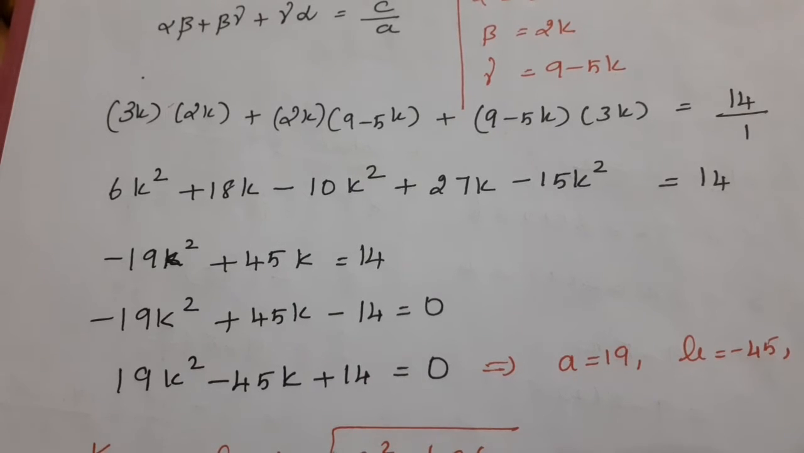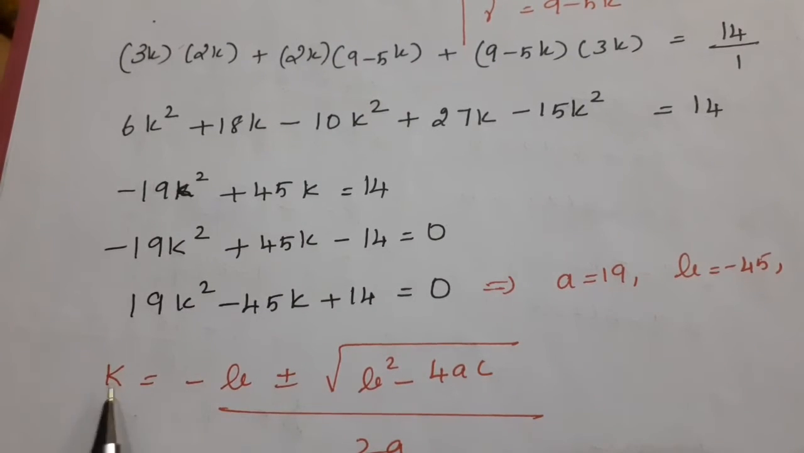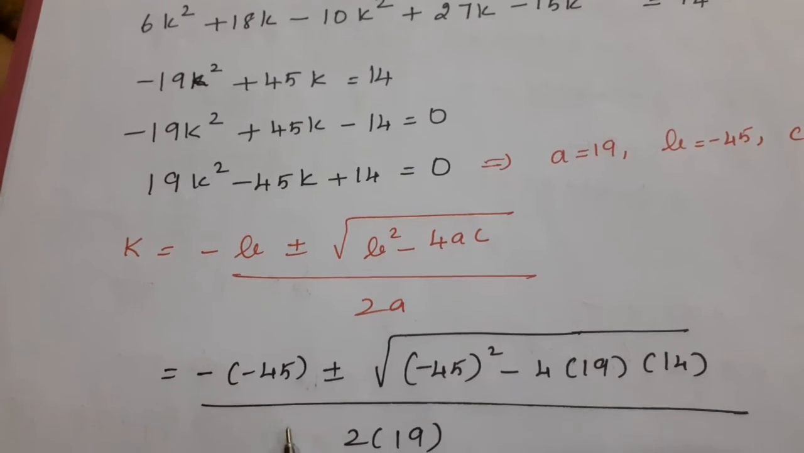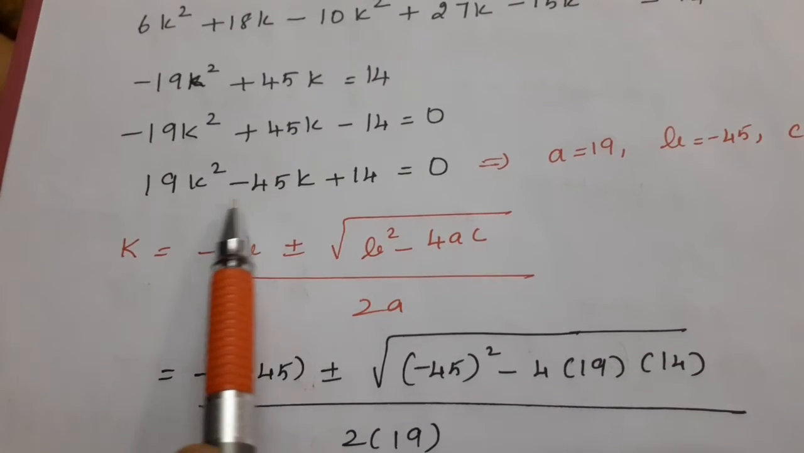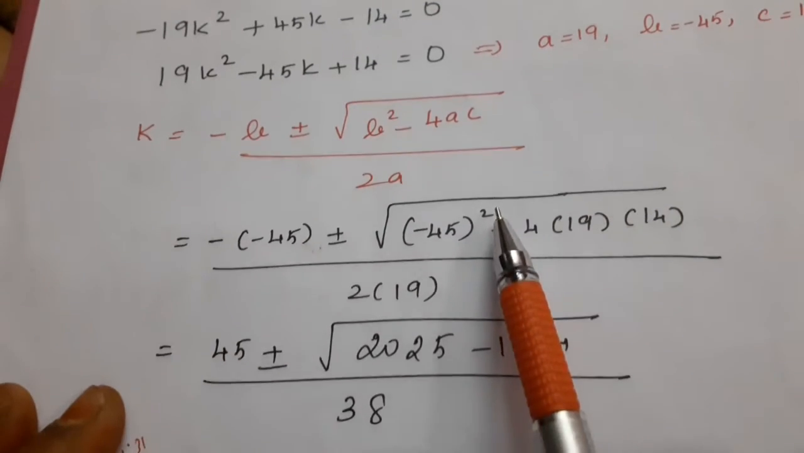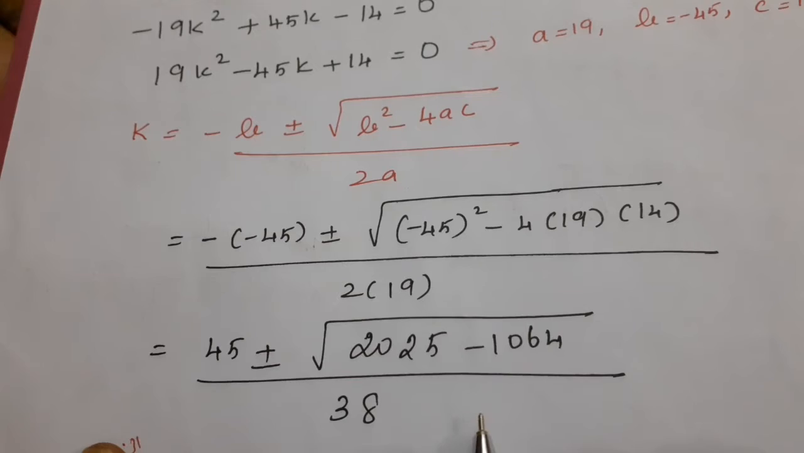So instead of using the sum and product, we are going to apply the formula method. The formula method is k equal to minus b plus or minus root of b square minus 4ac divided by 2a. Just substitute the values. What is our a? a equal to 19, b equal to minus 45, c equal to 14. After substituting we get 45 plus or minus, you get that value. These are calculation parts, go through them yourself.